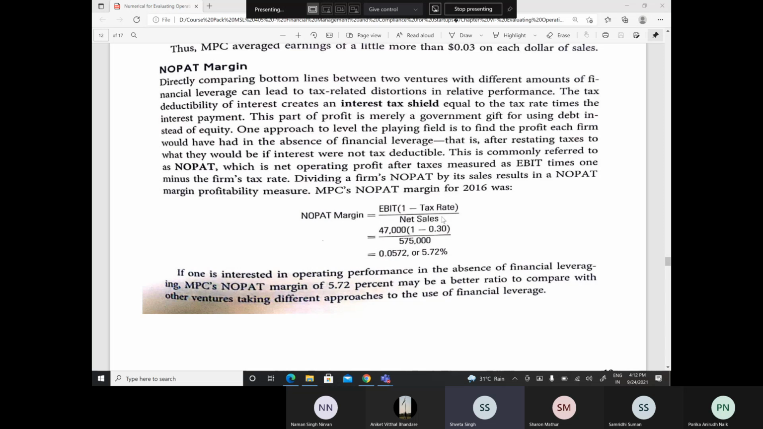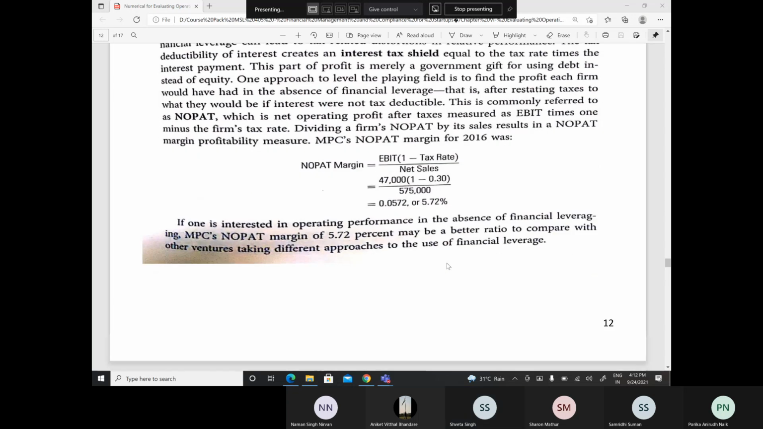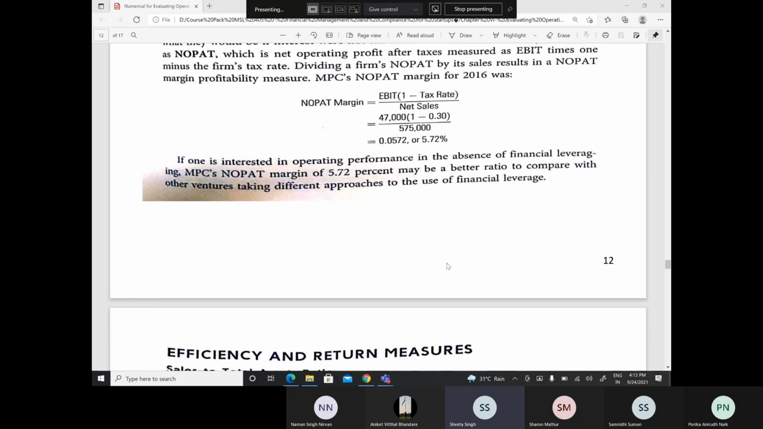MPC's NOPAT margin for 2016 was NOPAT, which is equal to EBIT into 1 minus tax rate, upon net sales. So this is nothing but 47,000 times (1 minus 0.30) upon $575,000, which gives us a NOPAT margin of 5.72%. If one is interested in operating performance in the absence of financial leverage, MPC's NOPAT margin of 5.72% may be a better ratio to compare with other ventures taking different approaches to the use of financial leverage.